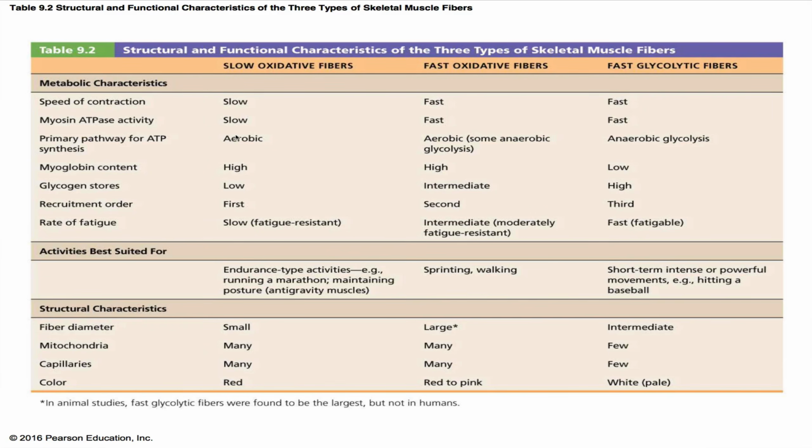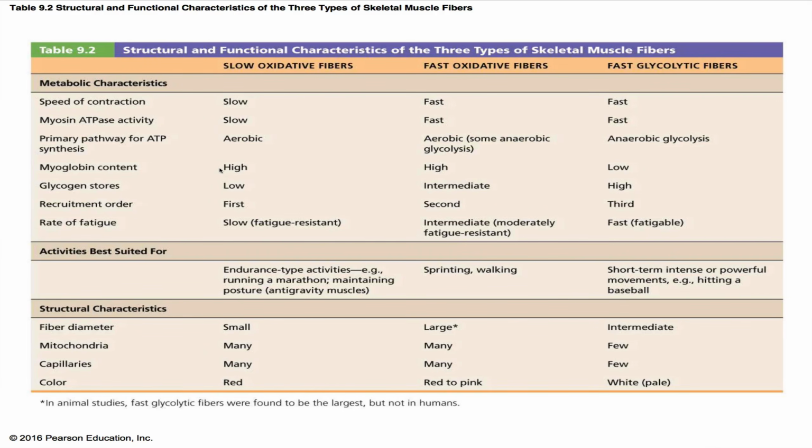So again, the primary pathway for ATP synthesis is aerobic. Now remember, when you have aerobic, you need oxygen. If you're going to be using a lot of oxygen, you need to have a lot of oxygen stores, and this is where myoglobin comes in. Myoglobin is a storage protein for oxygen, which is also why the fiber appears red in color. It's also another reason why you need a lot more blood vessels. Blood carries oxygen and carbon dioxide to and away from the cells, in addition to nutrients. So you're going to have a lot of capillaries in slow oxidative fibers as well.